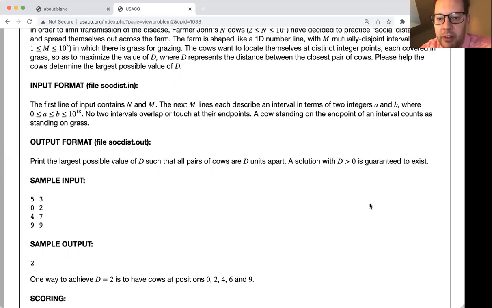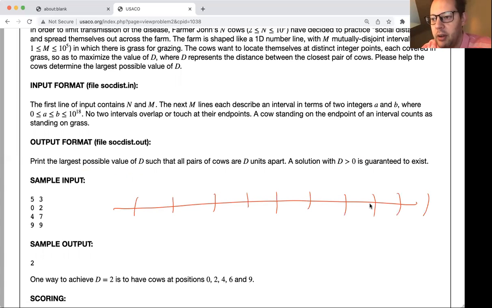So let's write out the sample case here. I've got from 0 to 9: 0, 1, 2, 3, 4, 5, 6, 7, 8, 9. We have grass from 0 to 2. We have grass from 4 to 7. And we have grass just at 9 exclusively.